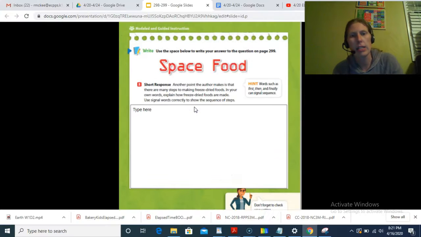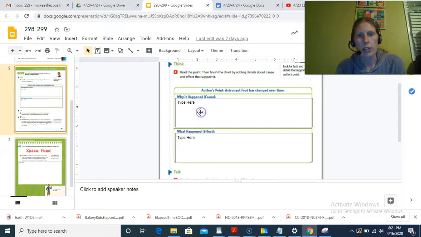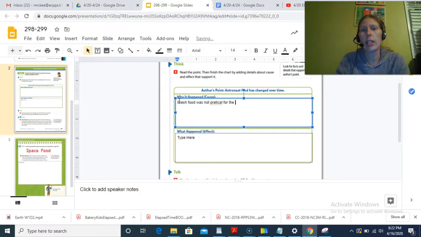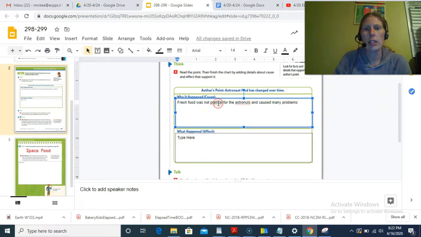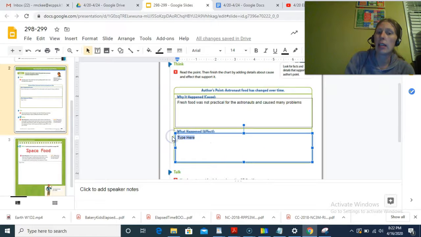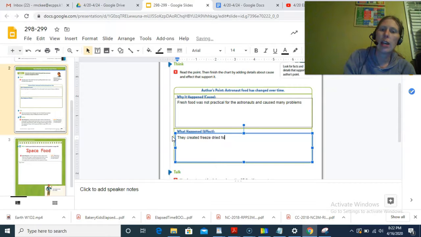So I'm going to X out of this. In my graphic organizer, I would go where it says type here, because I have an awesome teacher who wrote that there for me. Why it happened: fresh food was not practical for the astronauts and caused many problems. That's my cause. Now I'm going to go down to my effect. What happened because of that? Yes, you're correct. They created freeze-dried food. Again, it does not have to be my words.